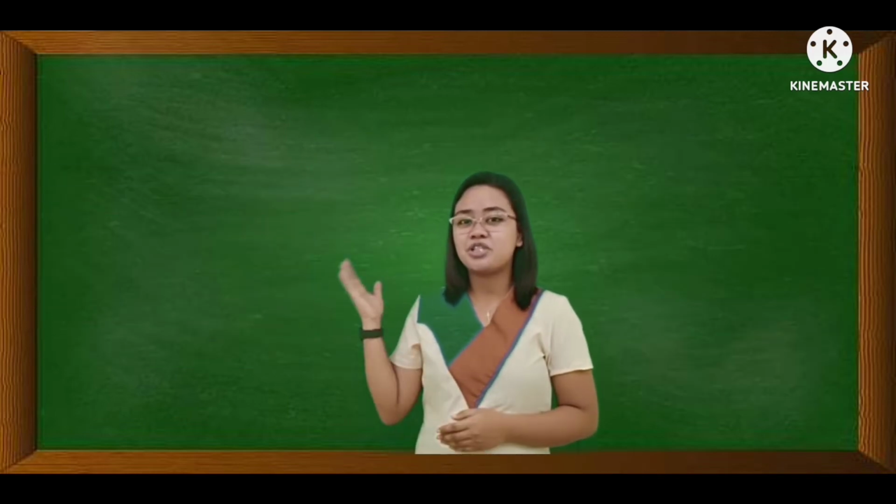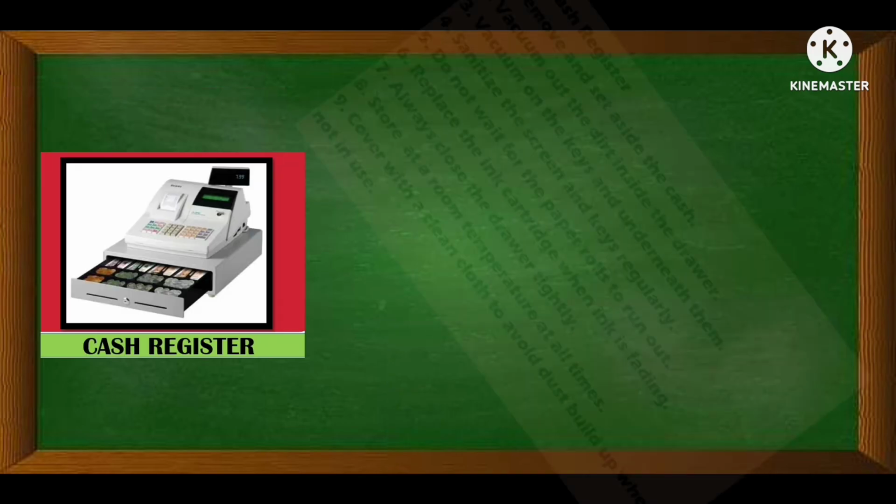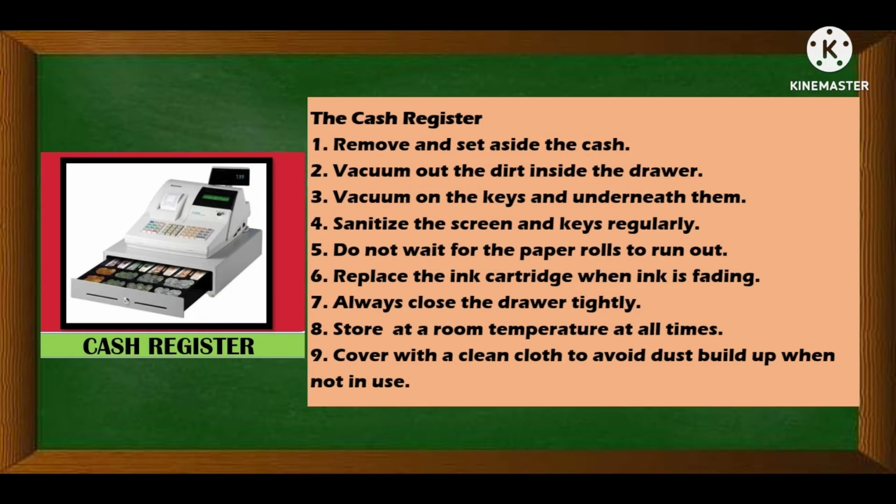Next, let us proceed to the cash register. 1. Remove and set aside the cash. 2. Vacuum out the dirt inside the drawer. 3. Vacuum on the keys and underneath them. Next is, of course, sanitize the screen and keys regularly. And do not wait for the paper rolls to run out.